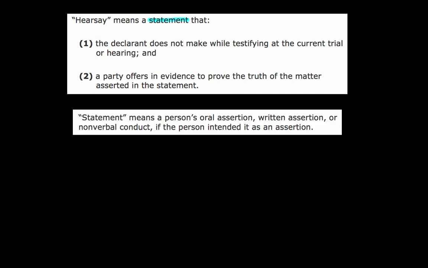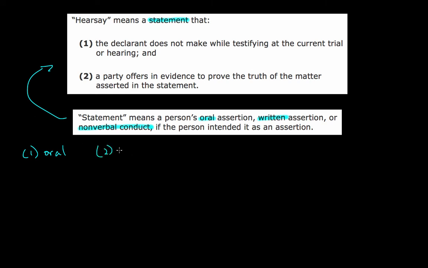All right, so here's the definition of statement. Statement means a person's oral assertion, written assertion, or nonverbal conduct if the person intended it as an assertion. So this is the definition of statement that we use for the hearsay rule. Now, the first thing that could constitute a statement is an oral assertion, and that's pretty straightforward. So let's say we have a friend, Bob, and he comes in from outside, and we ask him whether it's raining outside, and he says, yeah, it's raining. Well, that's an oral assertion, and so that would constitute a statement.